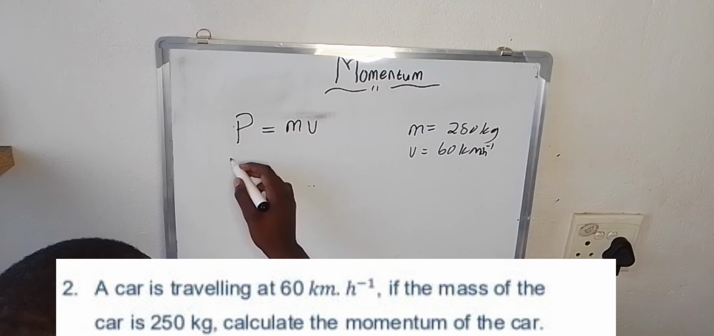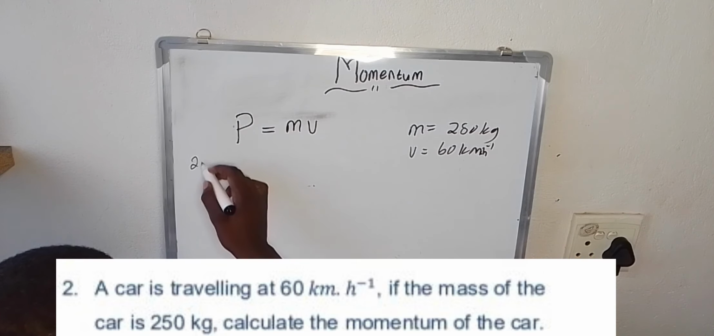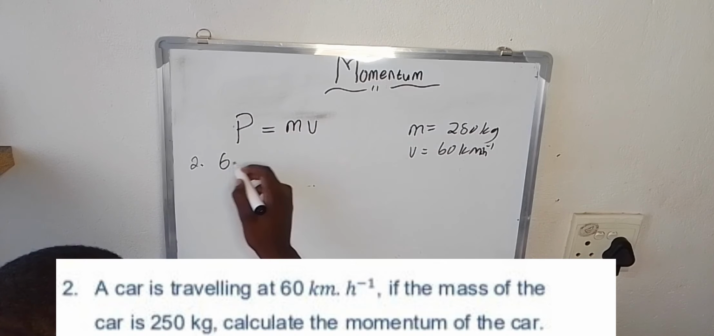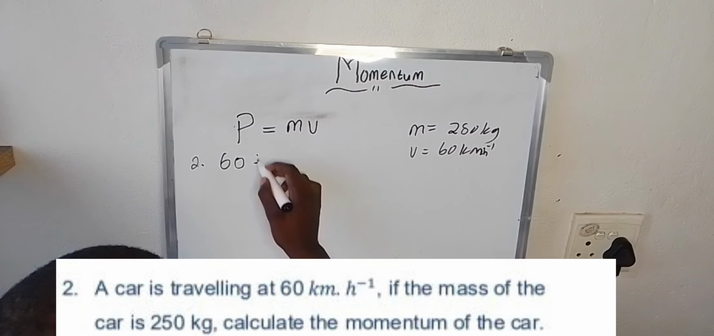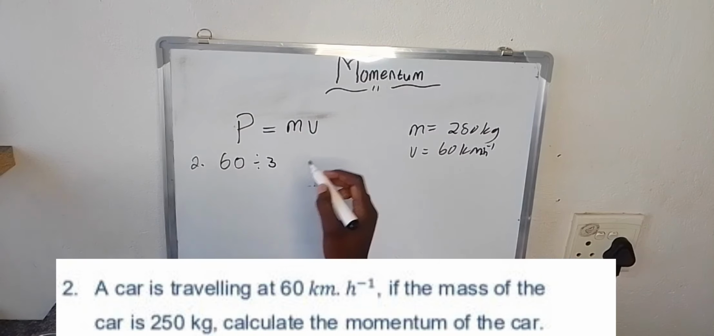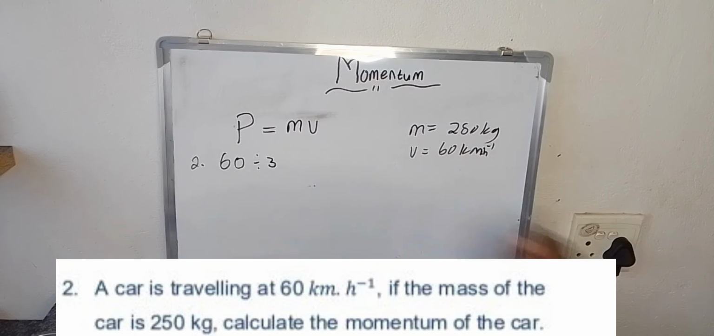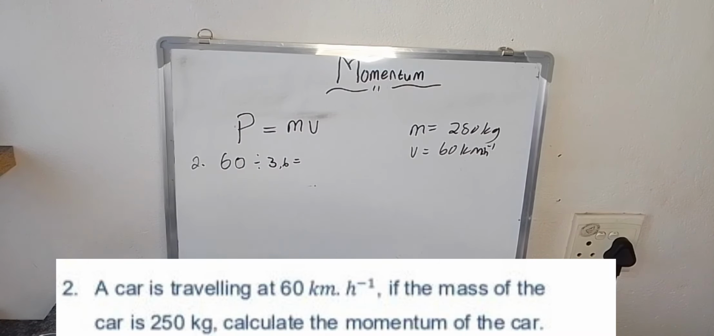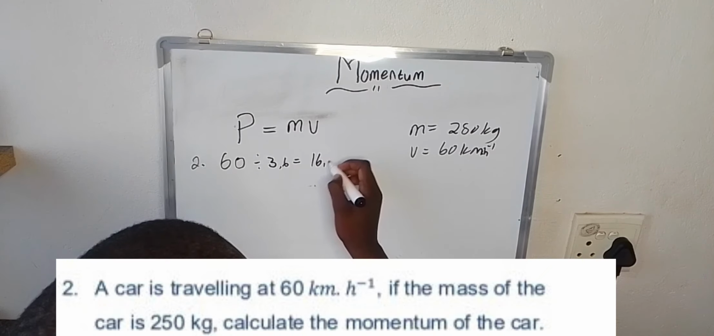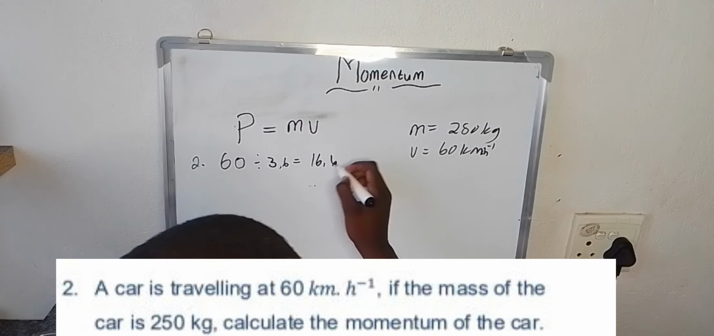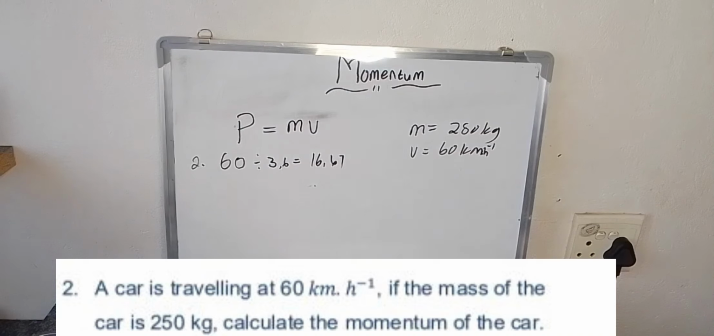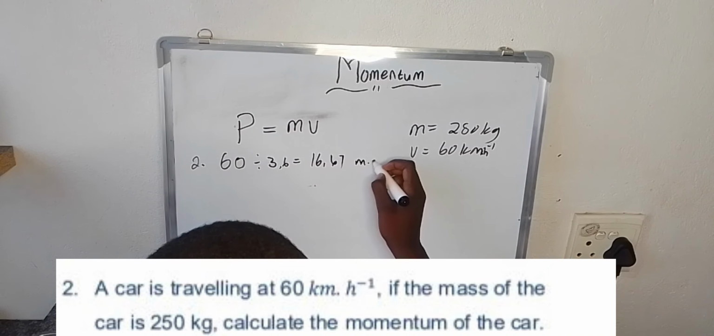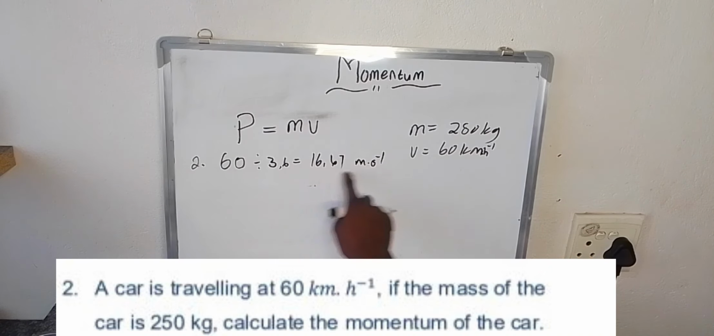We are going to take that 60, it's question 2, right? So we go 60 divided by 3,6, and we get 16,67 meters per second. So now we know the velocity in the correct measurement.